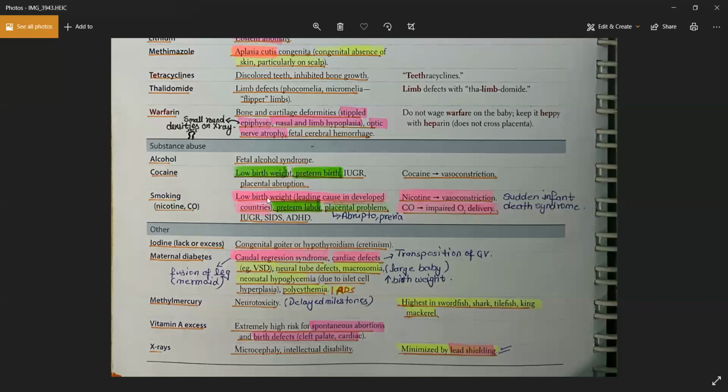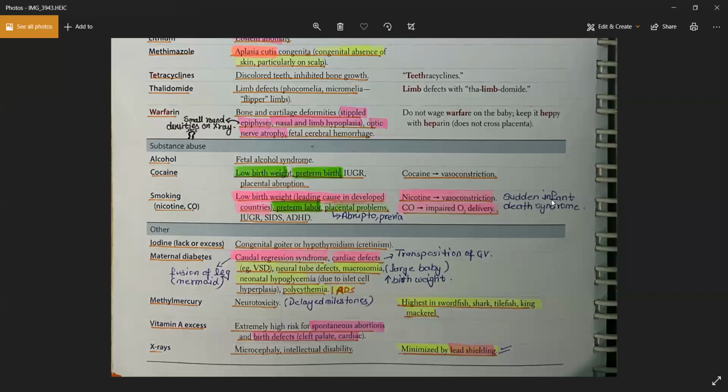Smoking can cause low birth weight. Again, with smoking you have more carbon monoxide, low oxygen, and that can lead to impaired oxygen delivery also. Vasoconstriction again can happen, and that's why all the effects which are seen with cocaine can also be seen with smoking. The low birth weight and the placental problems like placental abruption can also happen. Preterm labor can happen, ADHD can happen, sudden infant death syndrome can happen. We will discuss all the effects of smoking shortly in the next page, I think.